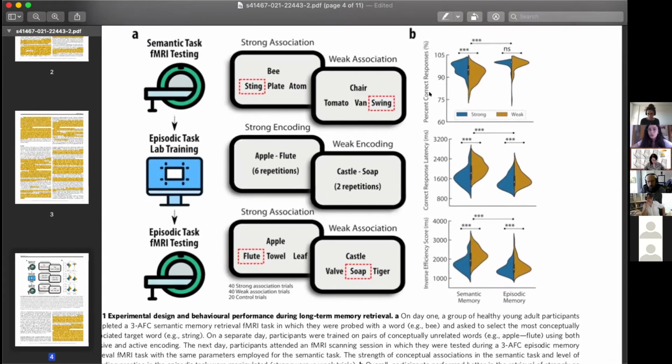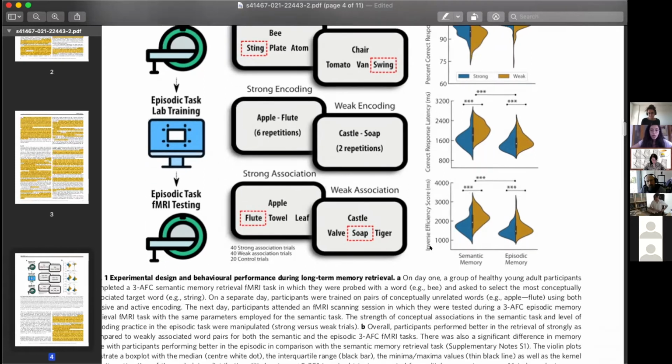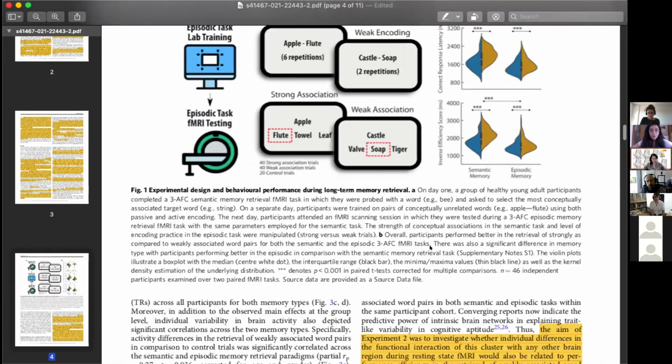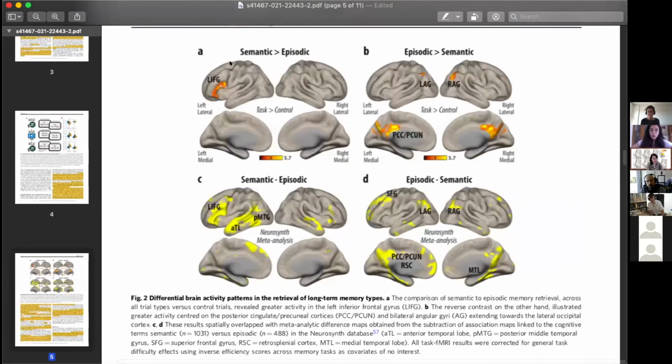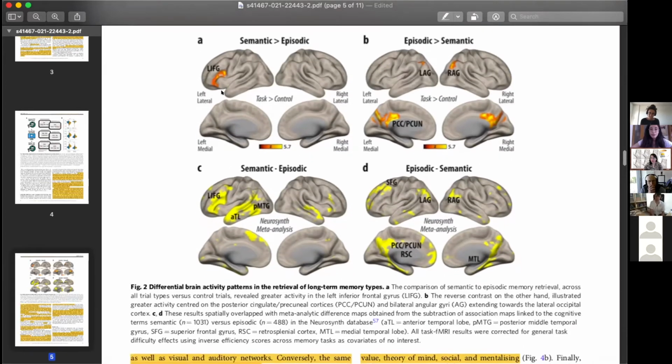Here we have as score measures the percentage of correct responses, the correct response latency, and then the inverse efficiency score, which is the response latency weighted by incorrect responses. And then the fMRI results show that the activation for the semantic long-term type of memory pinpoints to the left inferior frontal gyrus, while the activation of the episodic memory over the semantic one shows the activation of the bilateral angular gyri and the posterior cingulate and the precuneal cortices.